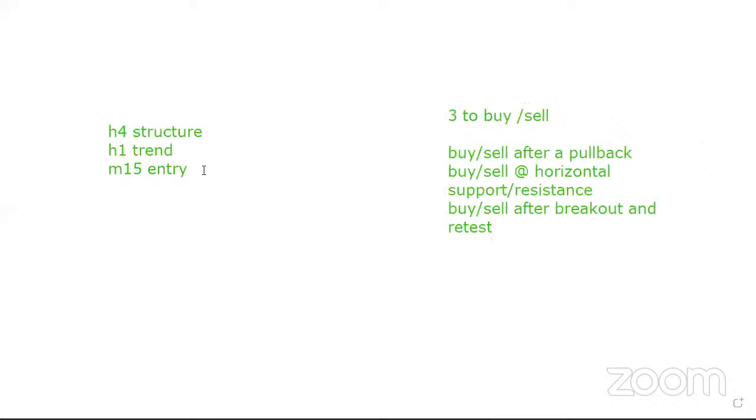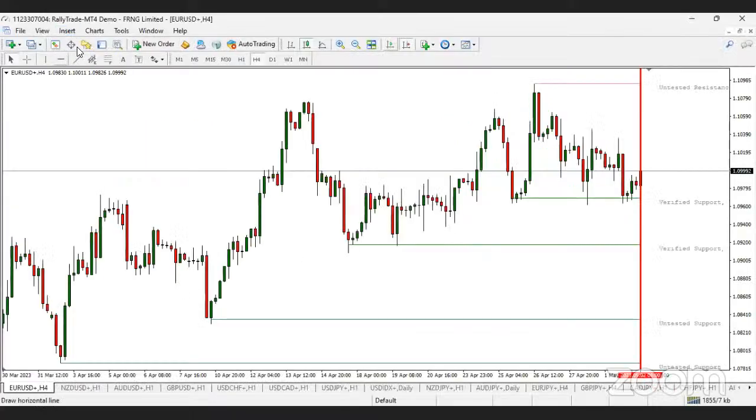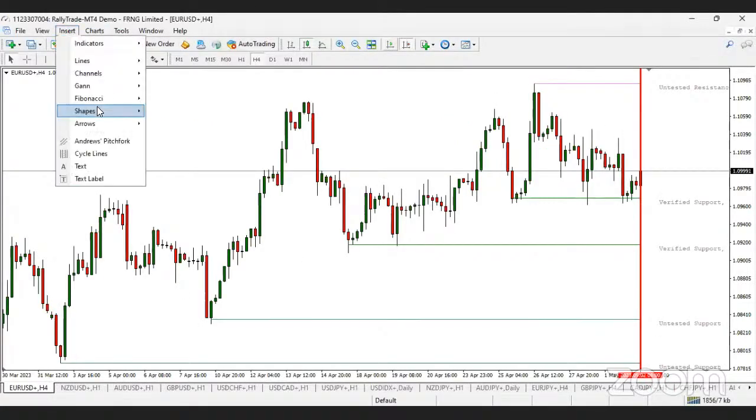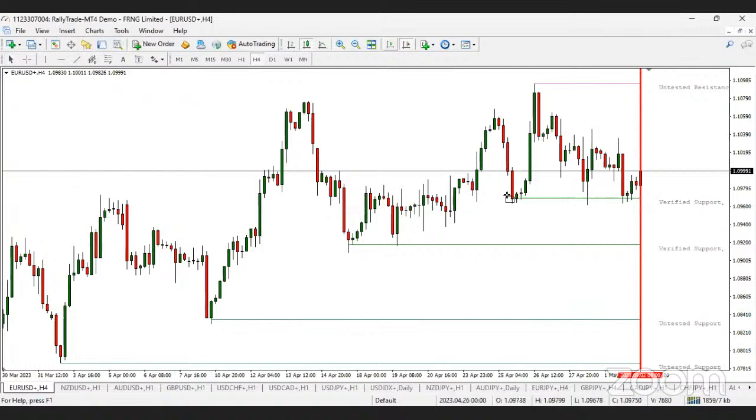So following this template, let's start our journey from the H4 time frame. Let's go back to the MT4. On the H4 time frame, to establish the structure, we see price is just leaving support. So the structure of Euro USD at support is that price is just leaving support.